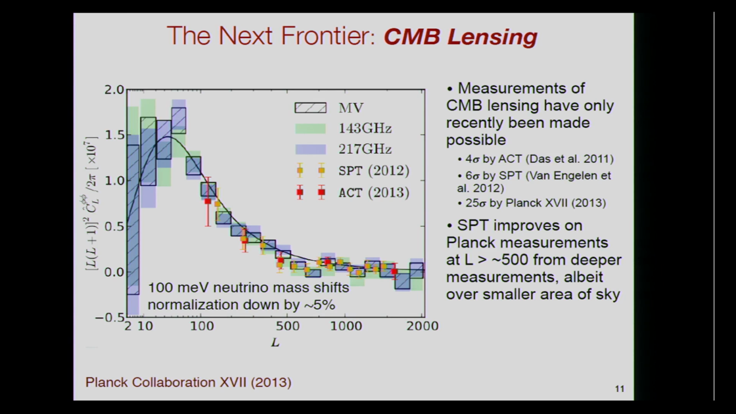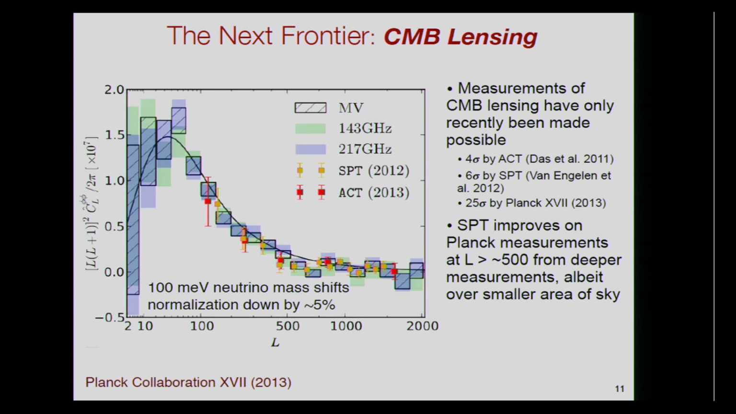So this is showing now the best measurement today of the CMB lensing power spectrum. So this is the C_L^{phi phi}. This is a measurement of the lensing potential power spectrum from Planck. So only recently was gravitational lensing detected in the CMB. In 2011, it was detected at 4 sigma by ACT, followed up soon after with a 6 sigma detection by SPT. And then now the best detection of CMB lensing is 25 sigma by Planck. And that's what this is showing here, the Planck data points.